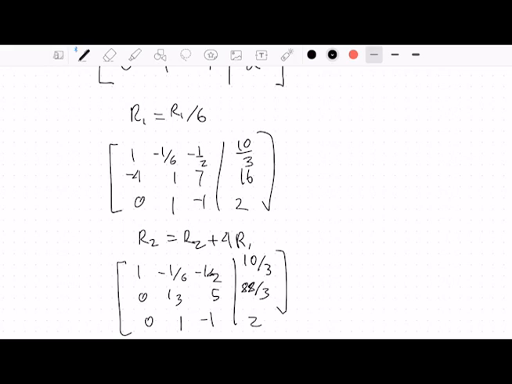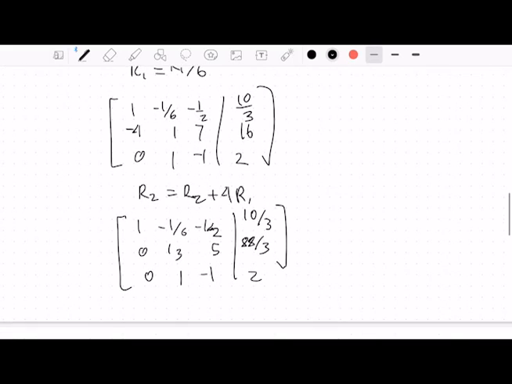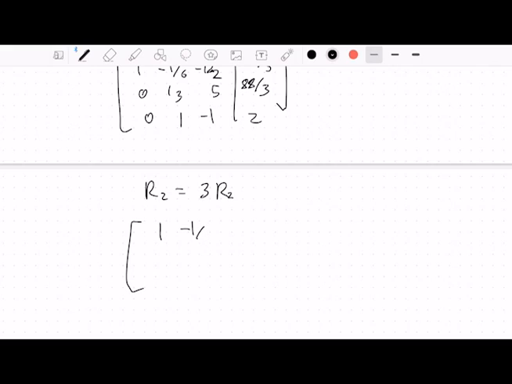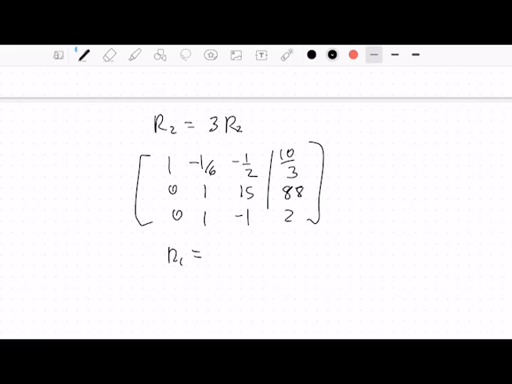The very next step would be to multiply row 2 by a factor of 3. So what we would have is 1, negative 1, 6, negative 1/2, 10/3, 0, 1, 15, 88, 0, 1, negative 1, 2. The next step would be R1 is equal to R1 plus R2 divided by 6. And that would leave us with 1, 0, 2, 18, 0, 1, 15, 88, 0, 1, negative 1, 2.